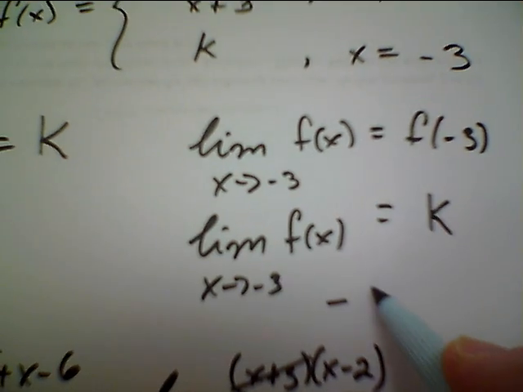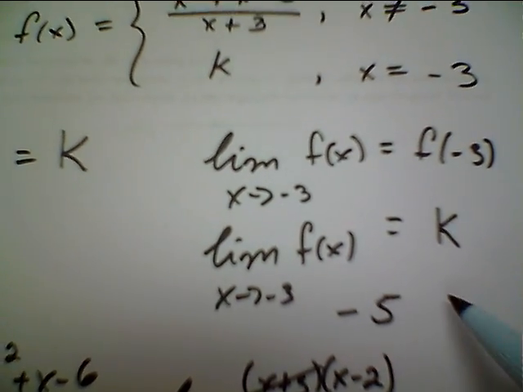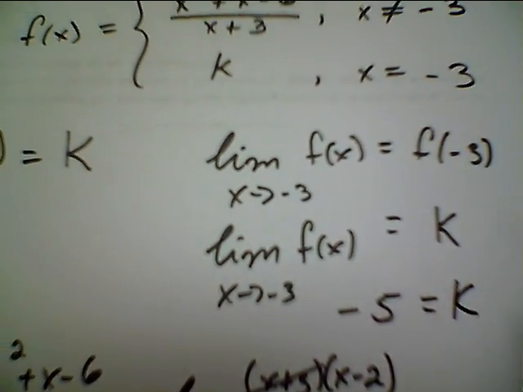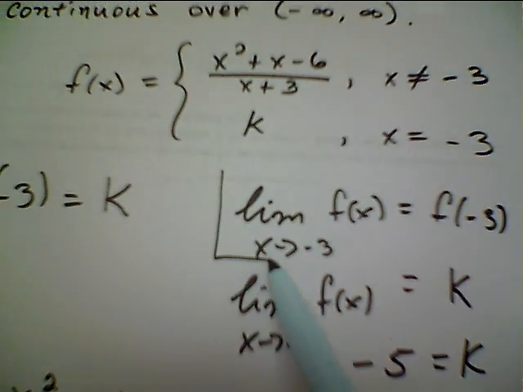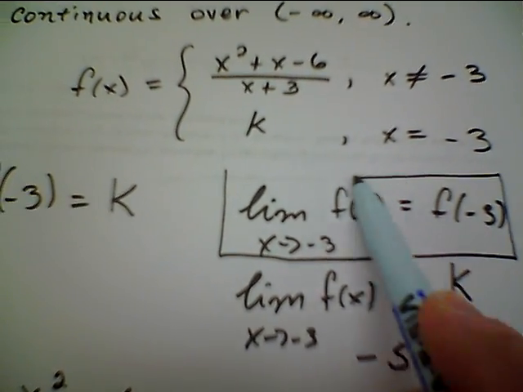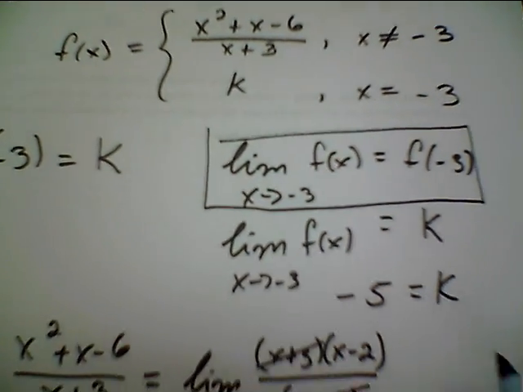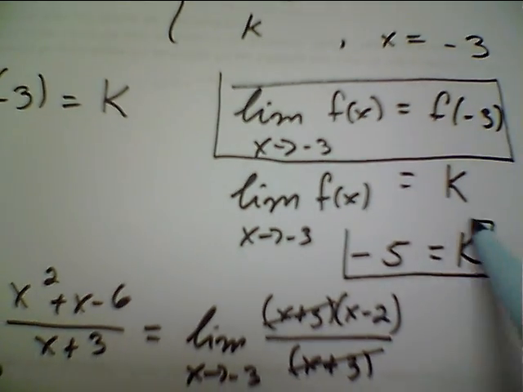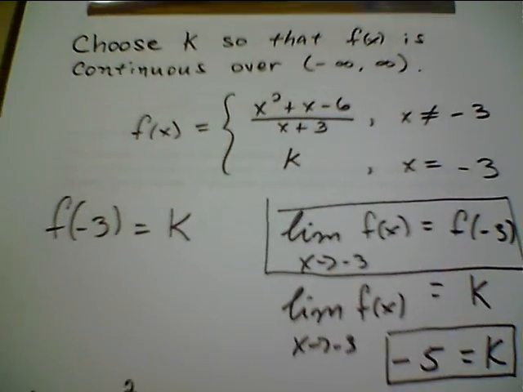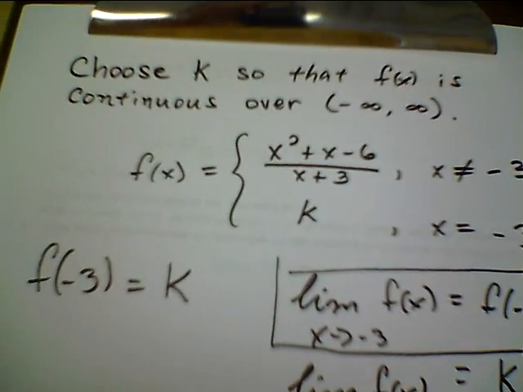So I can finish this off, and I have minus 5 is this limit. But that has to equal k if this condition is going to hold. So I should choose k equals minus 5. Then my function will be continuous over the whole real line.